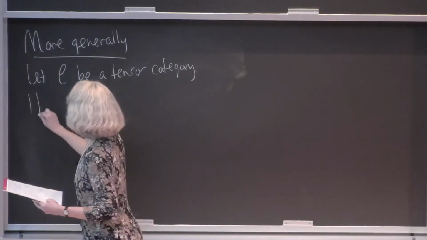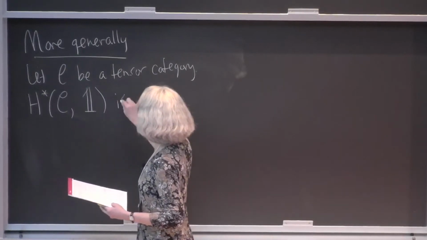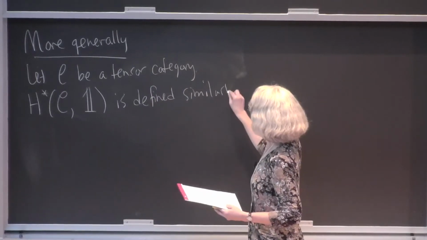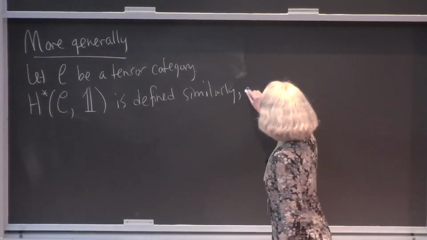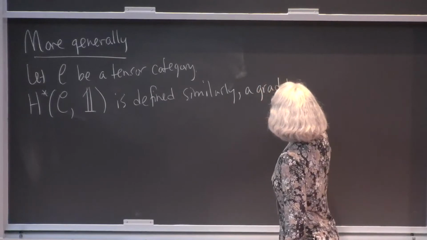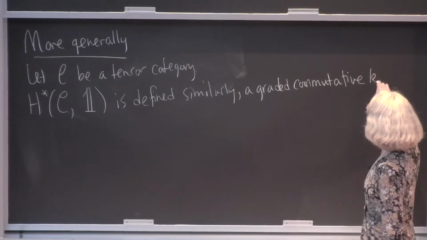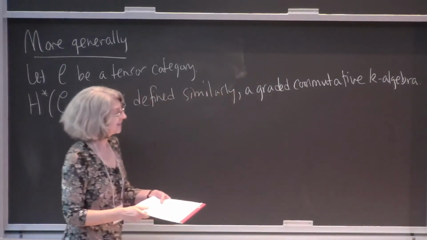And we can define, similarly, the cohomology with respect to the unit object 1. Defined similarly. You have extensions of objects, and you can form the Yoneda splice and so on. Everything is still true in that setting. So it's graded commutative, a graded commutative ring, actually a K-algebra, for all the same reasons.